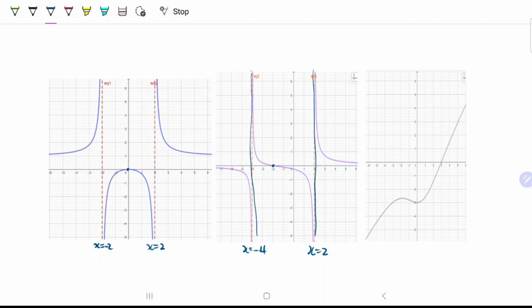This is a good way for you to be able to prove this. I hope this has made sense. The vertical asymptote concept is the easiest one to understand. In the next video, I'll deal with the horizontal asymptote. See you in the next video.